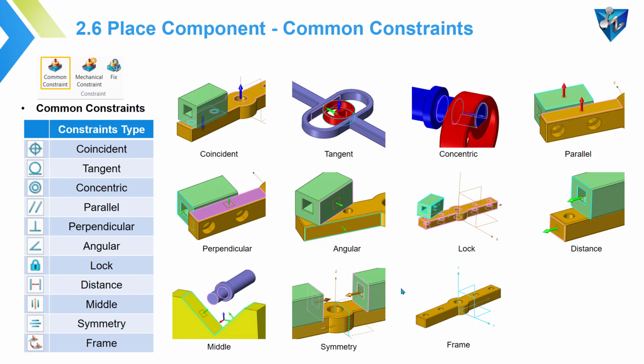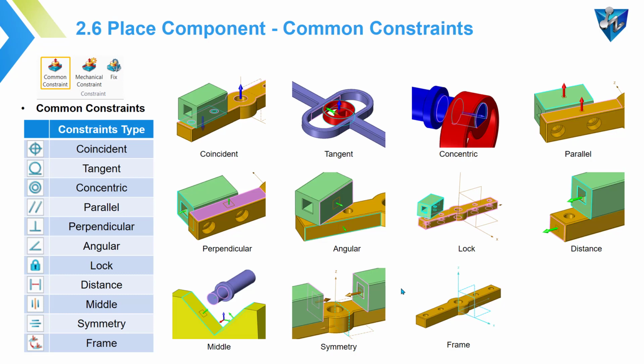And the next one is parallel. Use it to make two geometries parallel. The next one is perpendicular. Use it to align two geometries at 90 degrees. And the next one is angular. Use it to align two geometries at a certain angle. And the next one is lock. You can use it to keep the relative position and orientation of two selected components. And the next one is distance. Use it to position two geometries by a certain distance.